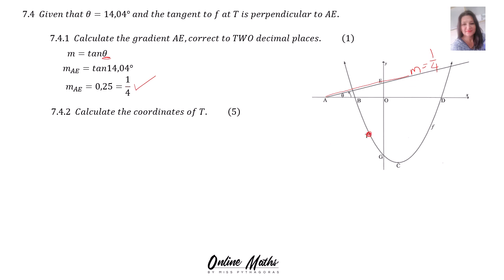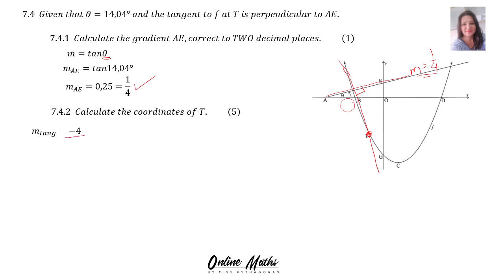There at point T, they told us there's a tangent. Whoa, there's a tangent at the point T, and the tangent is perpendicular to AE. So what do we know? If we know that this line's gradient is a quarter, then the tangent's gradient we know is -4.